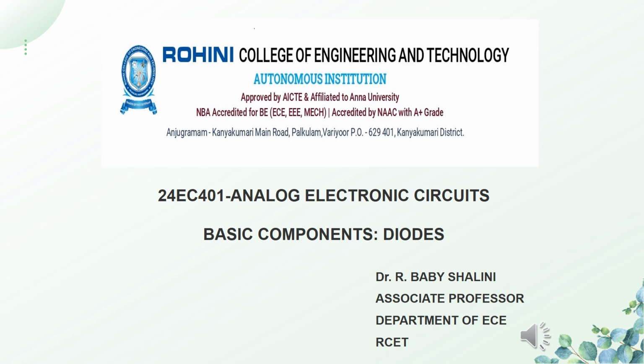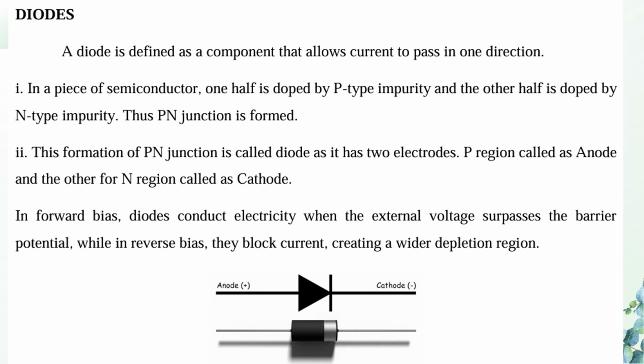In this video, we are going to see about one of the most important analog electronic circuit components, diodes. A diode is defined as a component that allows current to pass in one direction and never allows current to pass in the opposite direction.